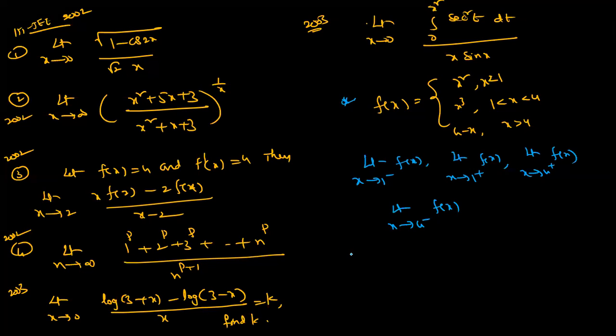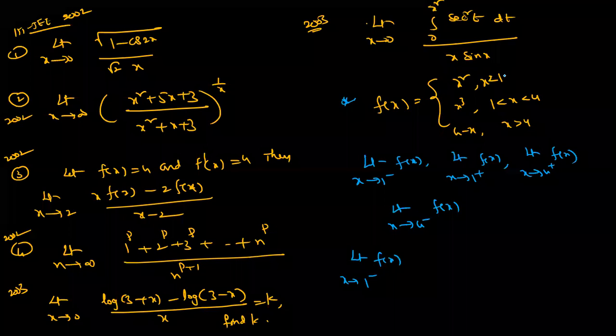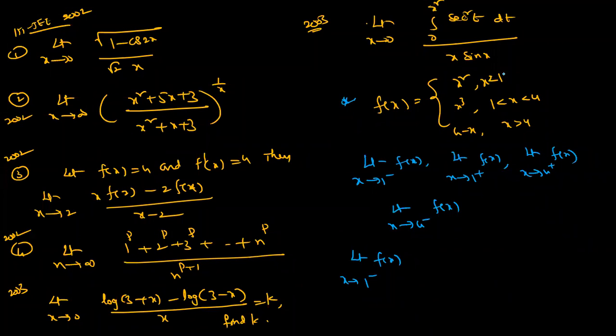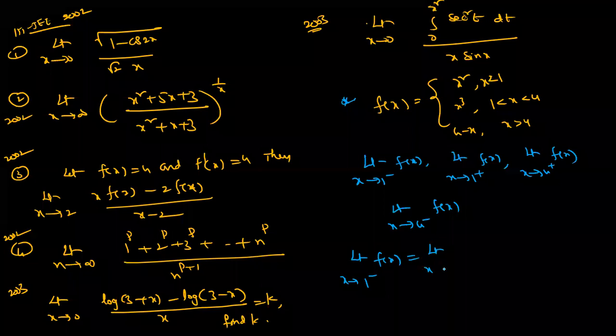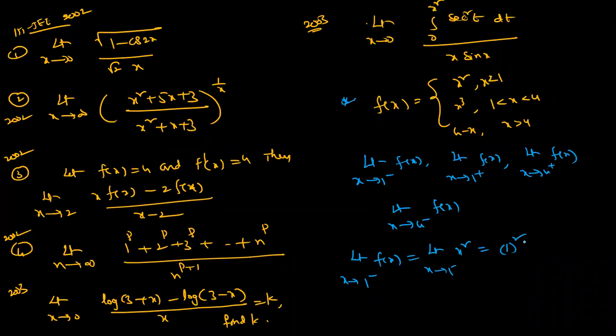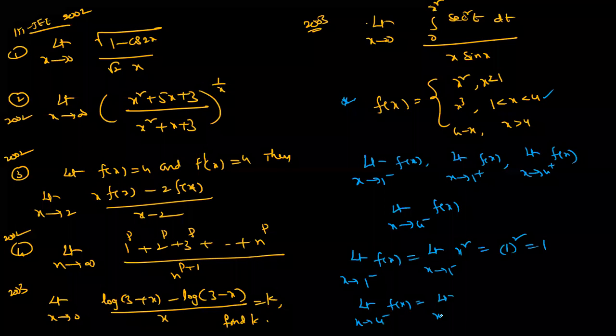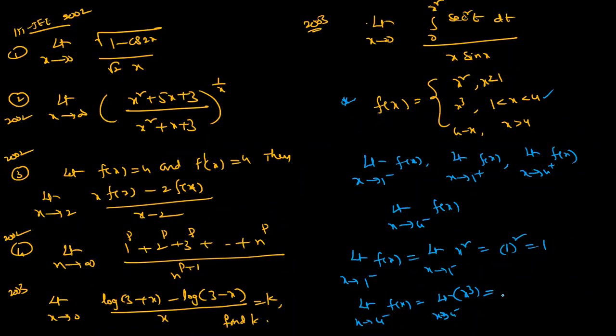See, I'm explaining only one question. Limit x tends to 1 minus f of x. 1 minus means what? Where is this 1? x less than 1. Yes, okay? That is, you should take limit x tends to 1 minus directly x square. Put this value. What the output is coming? 1 square. Limit x tends to 4 minus f of x. Where is 4 minus? Here. So that is limit x tends to 4 minus x cube means what to write? What the answer is coming? 4 cube directly. Answer is 64.